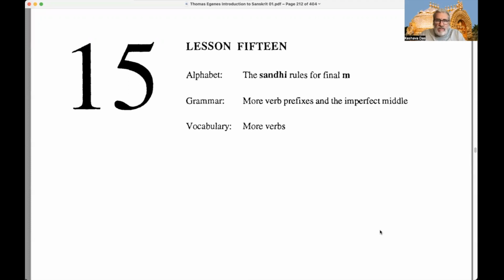And then, as far as grammar is concerned, we're going to look at more verbal prefixes. Previously in chapter 14, we looked at some what are called upasargas, verbal prefixes. Now we're going to also look at some verbs, and we're going to see the middle endings, which are atmanepada endings for the imperfect tense. Previously in chapter 14, we did the imperfect tense, which is a past tense. And then we're going to have some more verbs coming in the vocabulary.